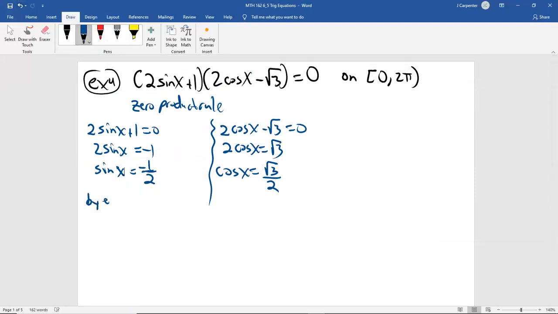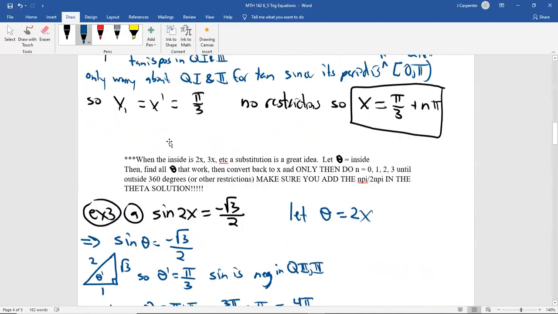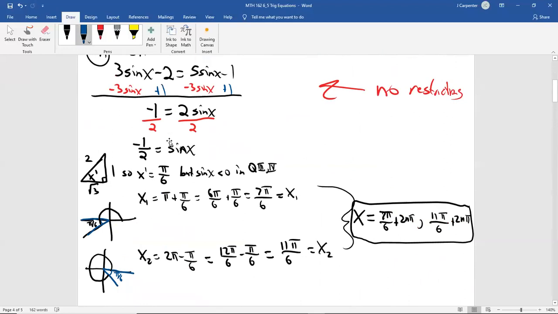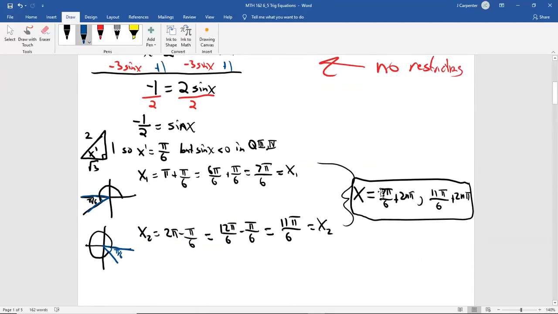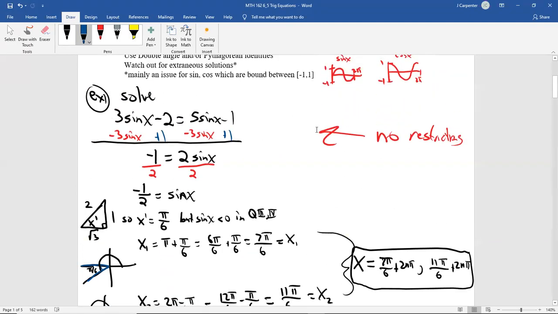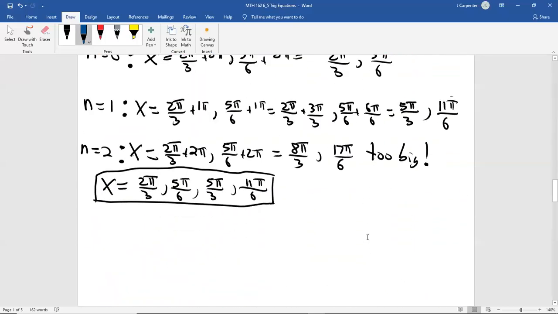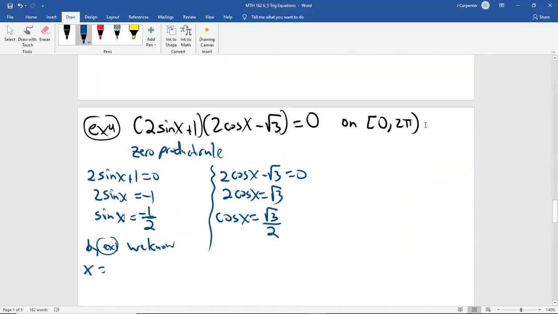by example 1, we know x is equal to, now those solutions were, shoot. Sorry about that. I should have put them in my brain. I scratched too hard. 7 pi over 6 and 11 pi over 6 plus their 2n pi's. Now this example was not restricted, so it had the plus 2n pi's. This one is restricted, so we don't need to add the 2n pi's.